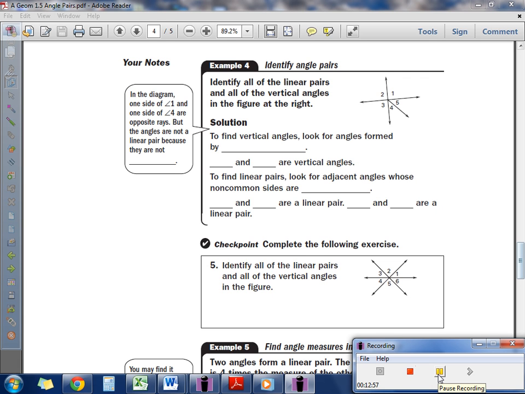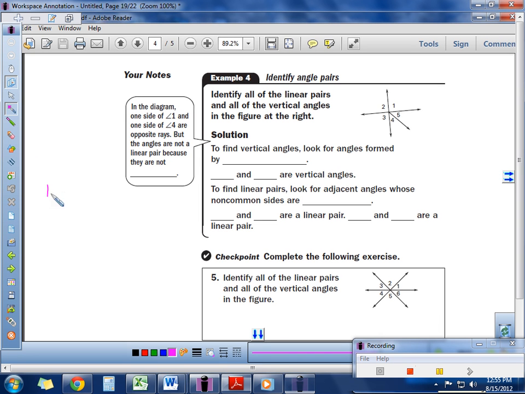In example 4, it says identify all the linear pairs, all the vertical angles. So first I'm going to write the letters LP to stand for linear pairs. I'm going to list out the linear pairs over here on the side. Remember that linear pairs together make a straight line. It's two angles stuck together that make a straight line. So which two from the picture are stuck together making a straight line? I would say 1 and 2. And in the picture we can see that 1 and 2, if I outline them both together, they make a straight line. So they are a linear pair.